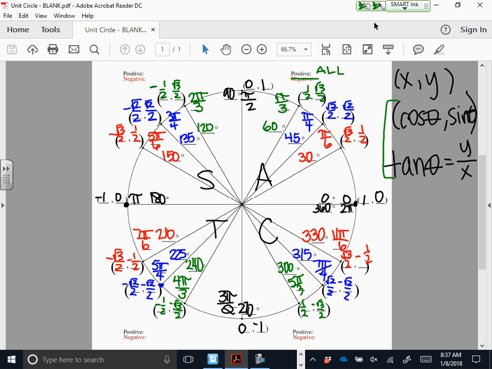Here in the second quadrant, since the y coordinates are positive, our sine is going to be positive. Since the x's are negative, then the cosine is going to be negative. And since tangent is a ratio of the two, tangent's going to be negative as well. Okay, so the S stands for sine.